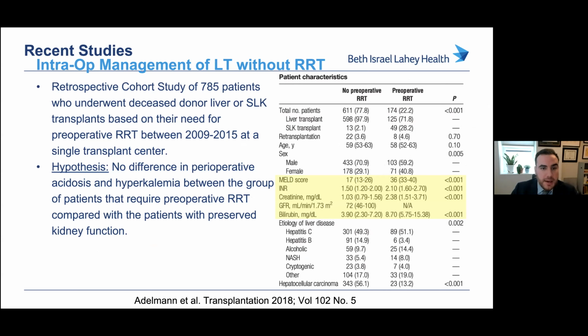The next trial I wanted to talk about was a trial out of UCSF. They looked at a cohort of 785 patients that they had done over 6 years that didn't have intraoperative renal replacement therapy. Out of the 785 patients, only 2 were given intraoperative renal replacement therapy. So they have the capability of doing it, but they choose not to.